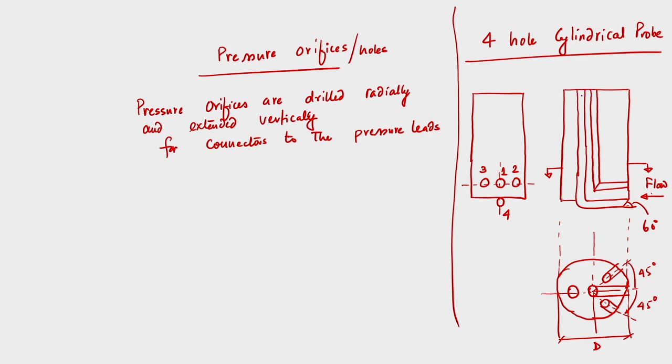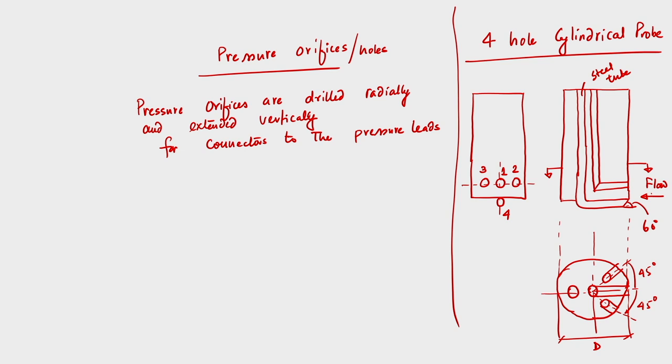And these radially drilled holes are housed in a brass head, and the pressure leads, I mean the drilled holes, are connected to the steel tube. These holes are drilled in the brass head, and then steel tubes are placed. So the holes are drilled radially and extended vertically, through which steel tubes are placed.